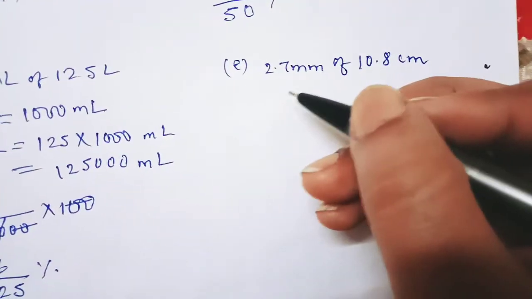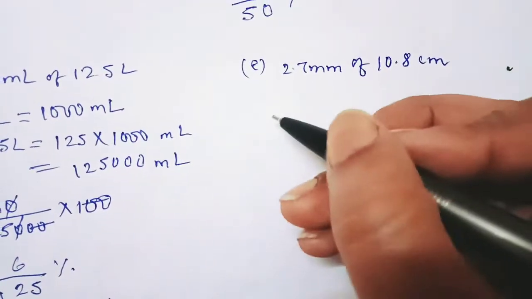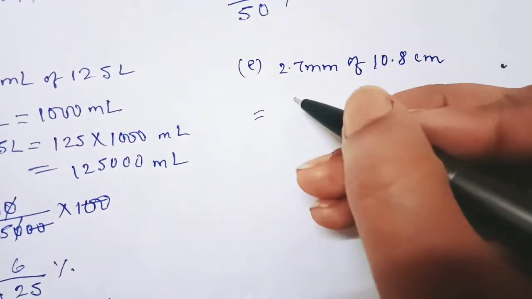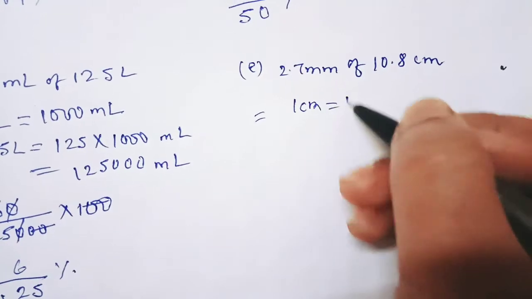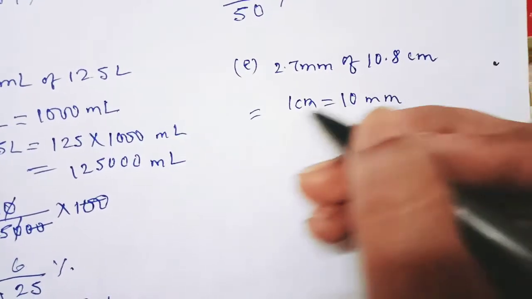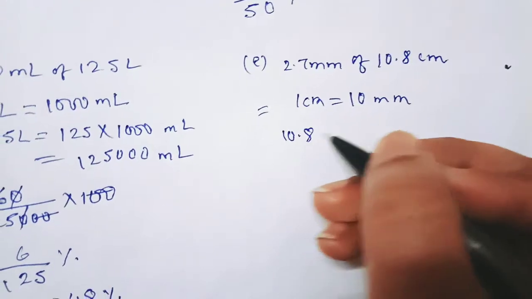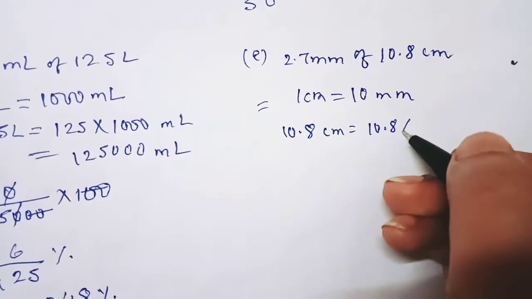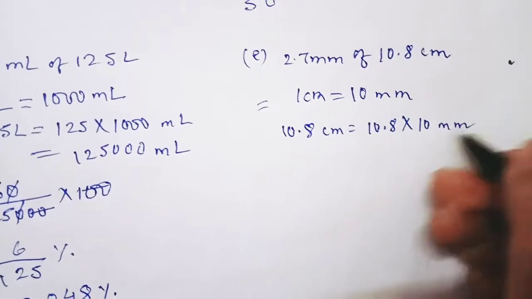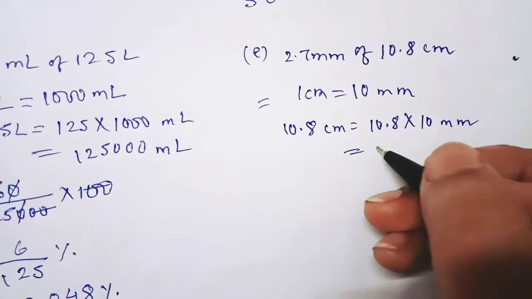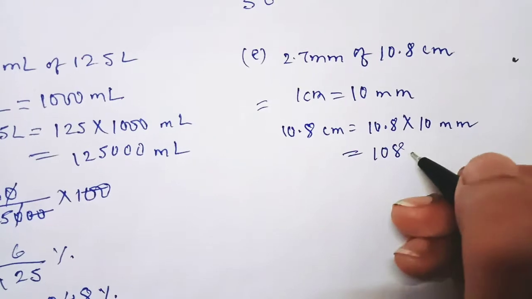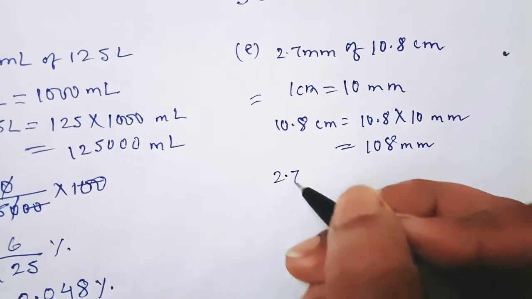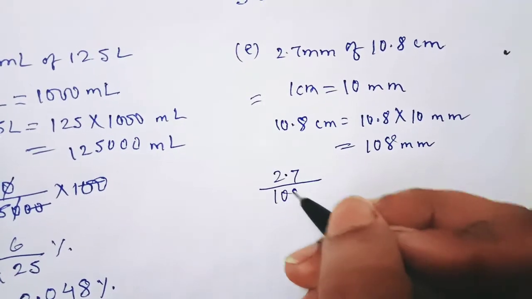Now let's take question number E. Now see, it is 2.7 millimeter of 10.8 centimeter. What you have to do is convert centimeter and millimeter to the same unit. So convert this centimeter into millimeter. 1 centimeter equals 10 millimeter. So you multiply 10.8 into 10, and it will be in millimeter. 10.8 into 10 is 108 millimeter. Now do this: 2.7 by 108 into 100.